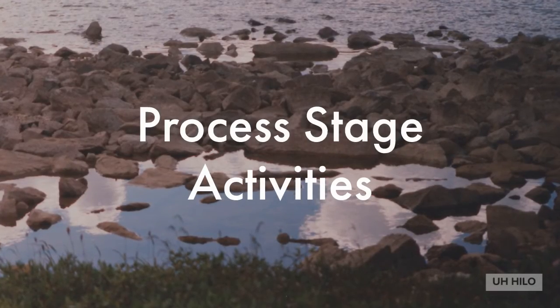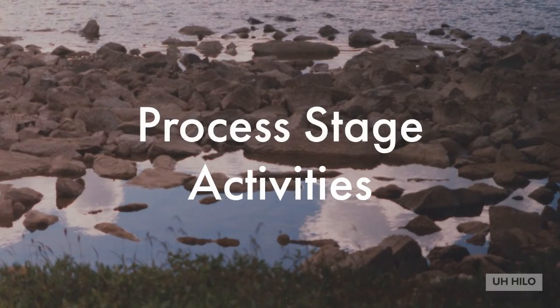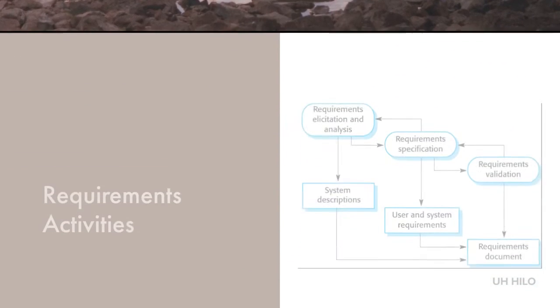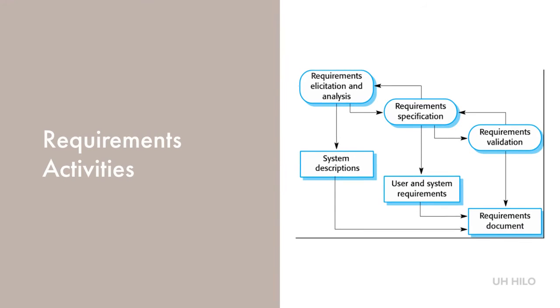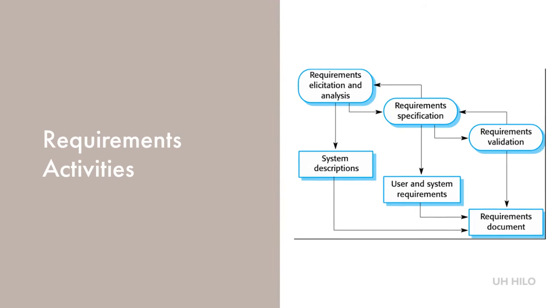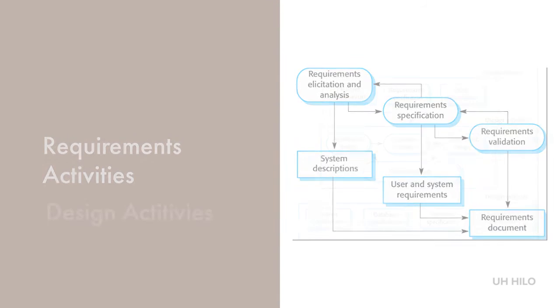Let's take a brief look at the different stages involved in the software development lifecycle. Here we see the activities involved in the requirements engineering. The process begins with getting the requirements from the user, specifying them, and then validating. The end deliverable of this phase of the life cycle is the requirements document.